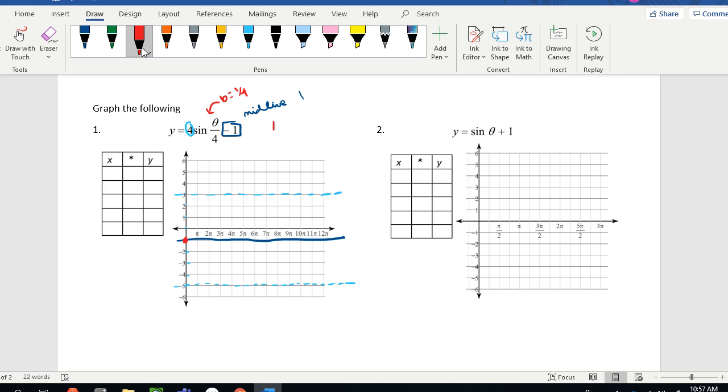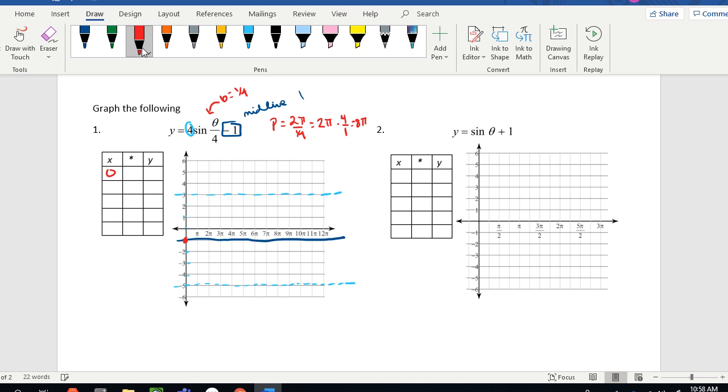So if b is 1/4, the period is going to be 2 pi over 1/4. And if I put that in a calculator, I'm just going to show you, I'm going to invert and multiply. It'd be 2 pi times 4 over 1, because a fraction like this, 2 pi over 1/4, means 2 pi times 4 over 1, which is 8 pi.